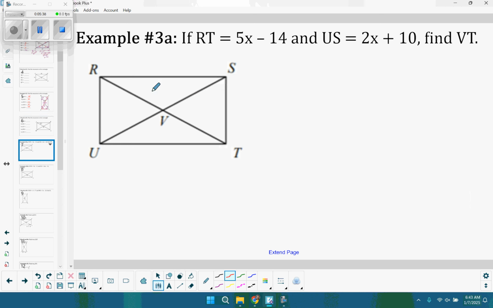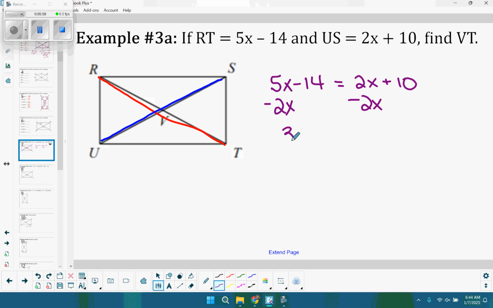For example 3A, we're given the length of RT and we're given the length of US. So we are given the two full diagonals. Since the diagonals are congruent, I can set them equal to each other. So we're going to take 5x minus 14 and set it equal to 2x plus 10.